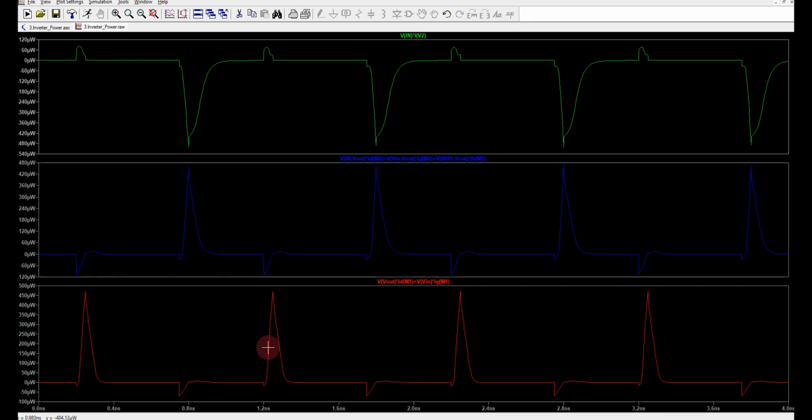So if you see here, if I right click on this, and press control, on average it is 38 microwatt. That is the power which is taken from the power supply source. Now if I take the power of the PMOS, it is around 20 that is taken by the PMOS, and around 20 is taken by the NMOS. So 20, and this will be 40.